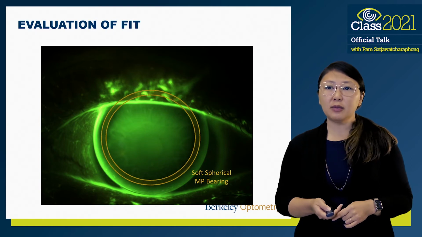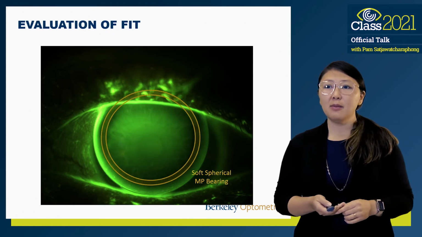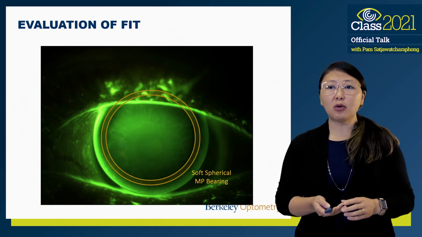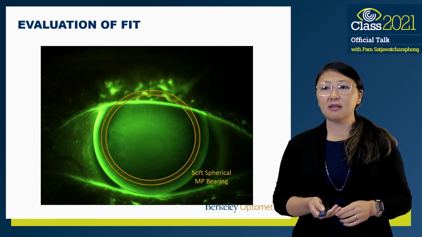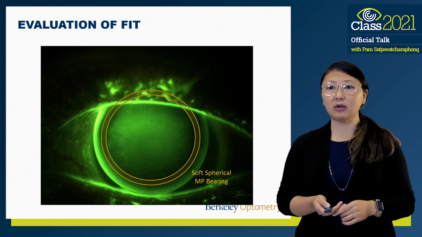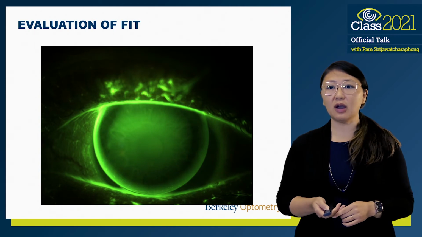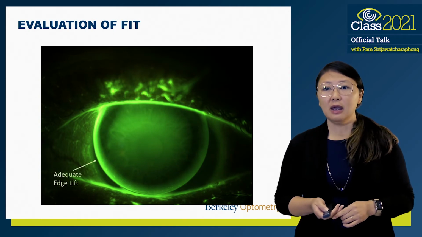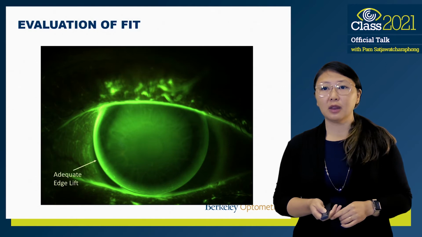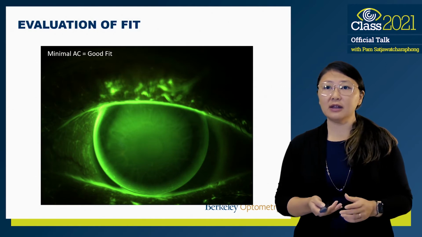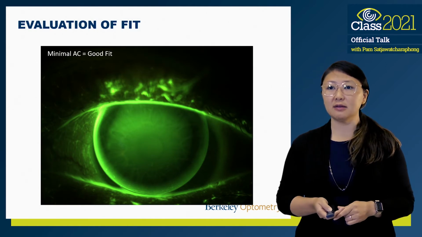If we move out to the mid-peripheral area, you can see that the bearing is pretty soft, the borders are feathery, and it's not too wide, and it's in a spherical shape. So soft mid-peripheral bearing here. And then the edge lift is adequate as well. So this is an example of a well-fit minimal AC lens.